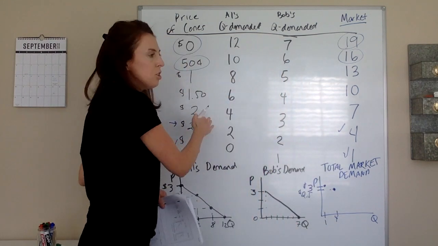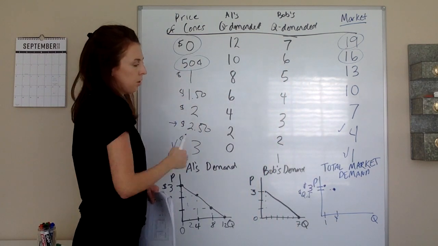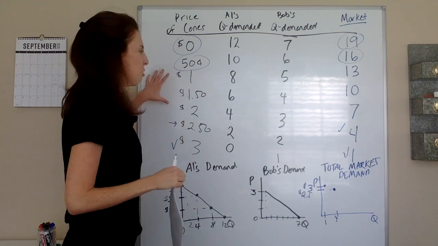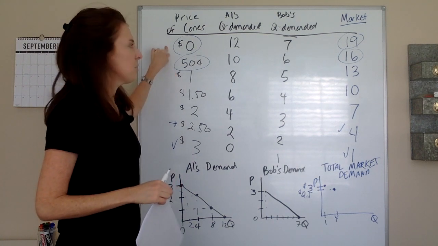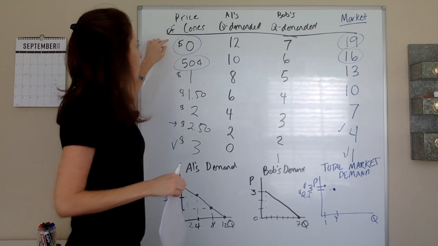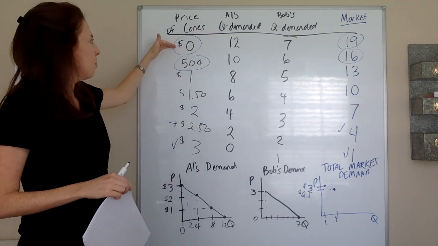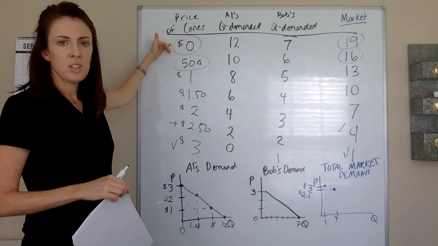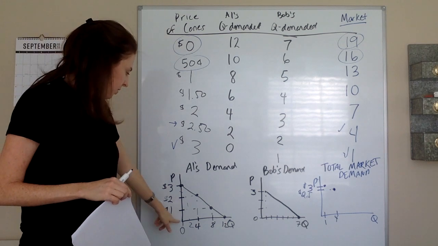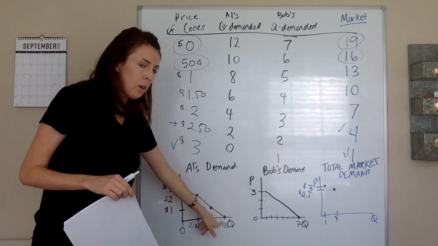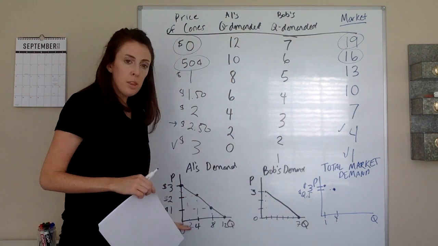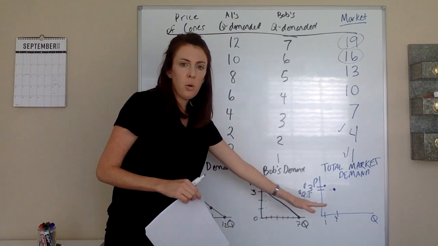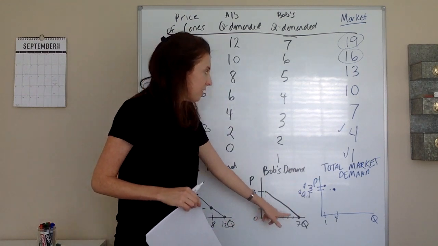And you can just keep on doing this all the way along the table. For the sake of time, I'm going to spare you the tedium of doing that. Let's do one last one, and then I'll give you the exercise. The last point along the trail is a price of 0. At a price of 0, Al wants 12 ice cream cones. Bob wants 7 ice cream cones. In the market, we're adding up horizontally all the quantity demanded. So 12 plus 7 is 19.